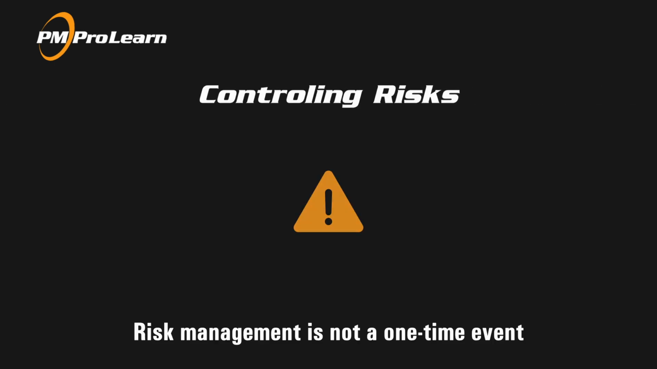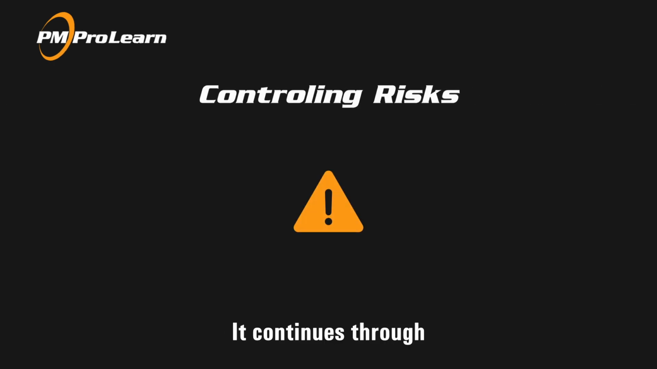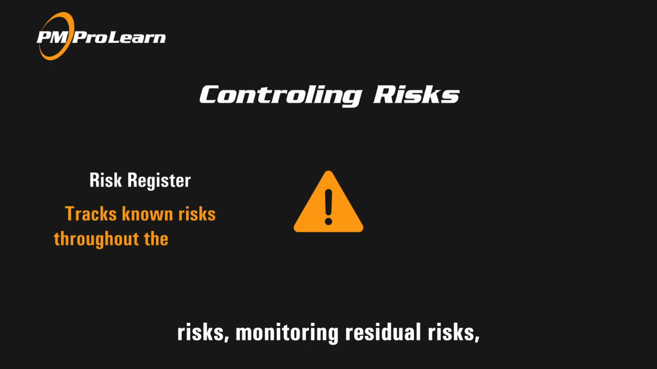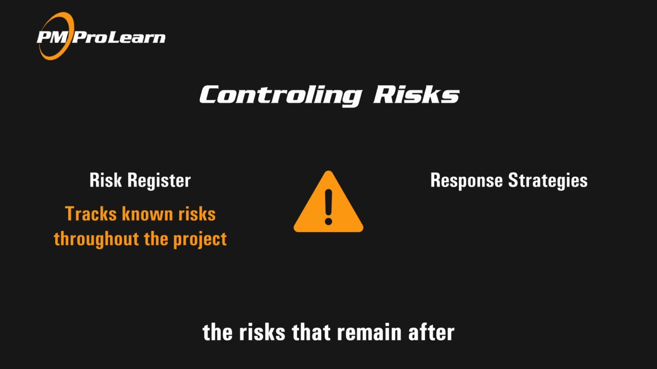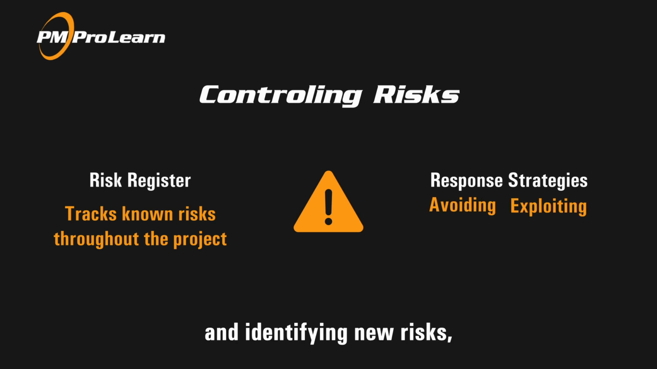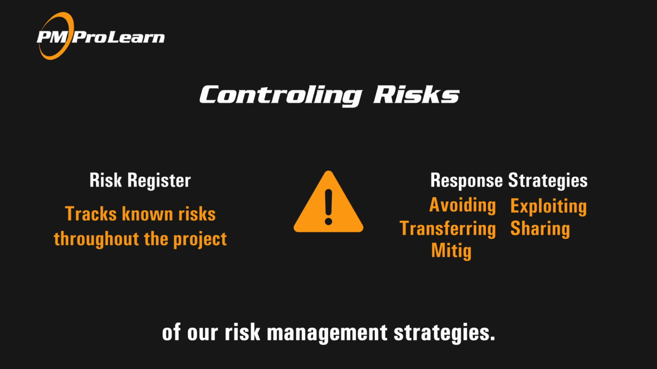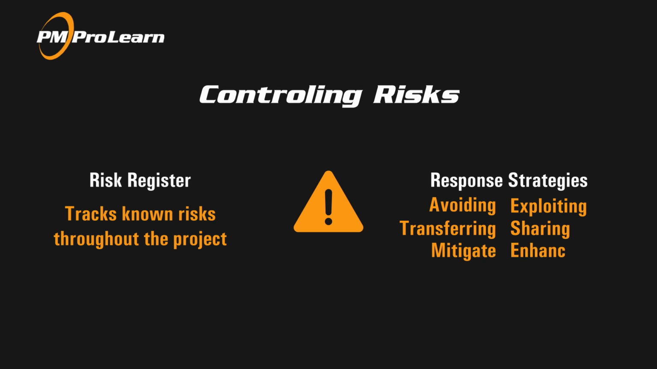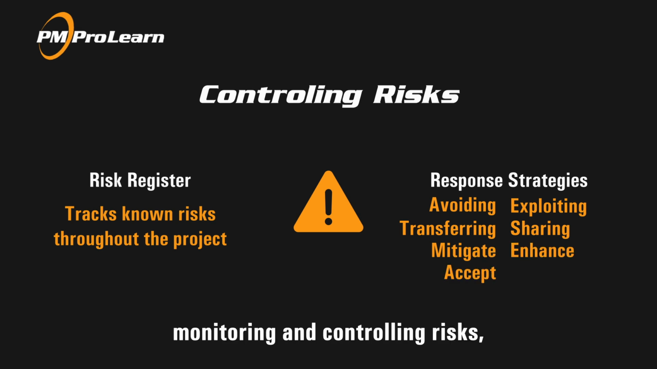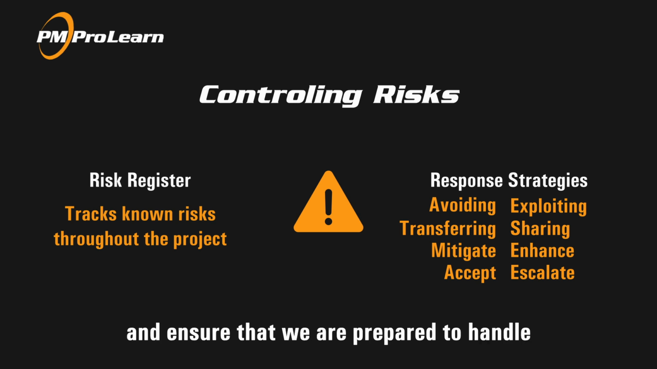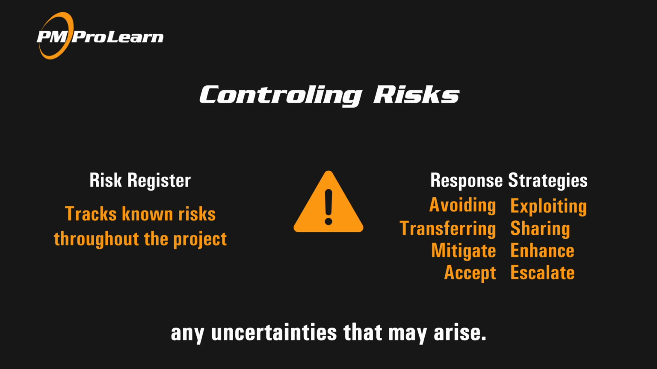Risk management is not a one-time event in the planning stage. It continues through the project's lifecycle. The process involves tracking known risks, monitoring residual risks, the risks that remain after implementing our response, and identifying new risks, as well as evaluating the effectiveness of our risk management strategies. By continuously monitoring and controlling risks, we can minimize their impact on the project and ensure that we are prepared to handle any uncertainties that may arise.